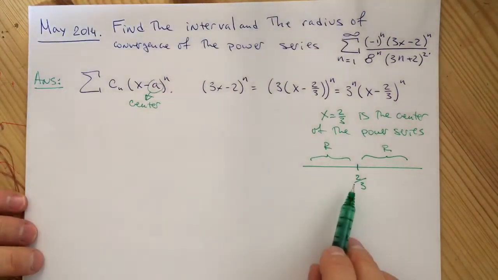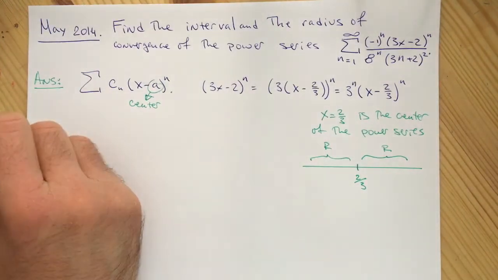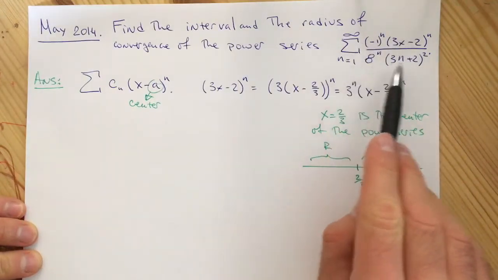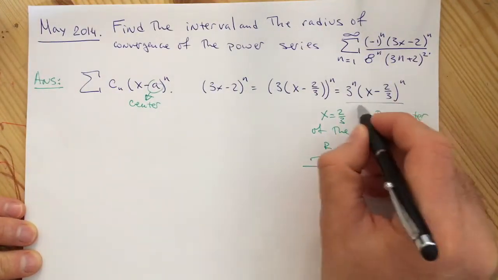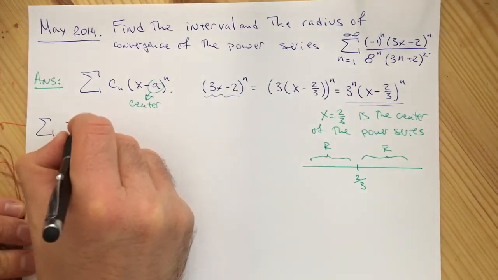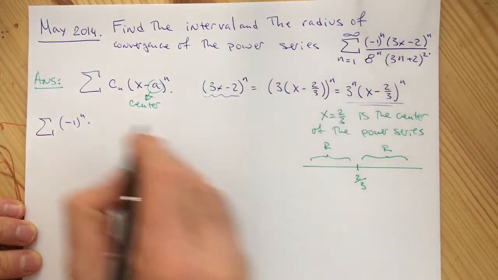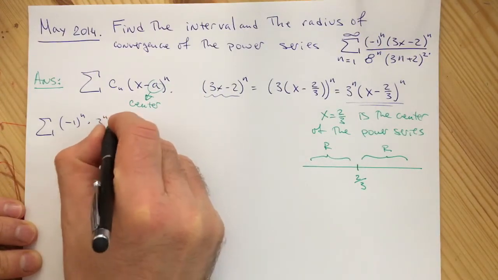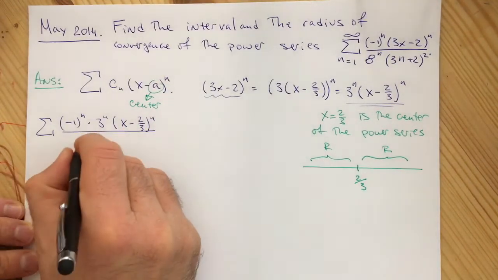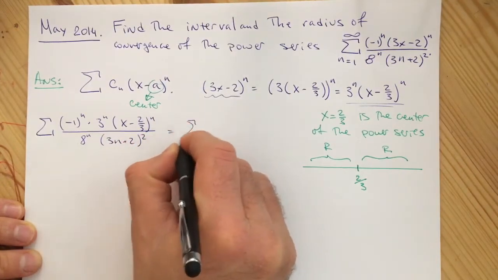Okay, once you have determined where the center of the power series is, next we go to the ratio test. So you look at this. Now I needed to use some kind of modification here, so I'm going to use this new form of this factor. So I have the power series of negative 1 to the power of n times, and instead of writing (3x minus 2) to the power of n, I'll write 3 to the power of n times (x minus 2/3) to the power of n over 8 to the power of n times (3n plus 2) squared. And this is my a_n.